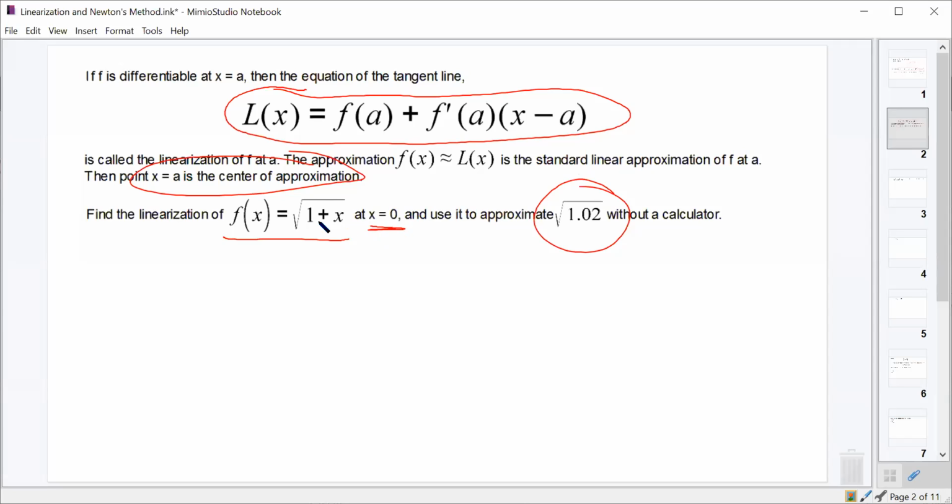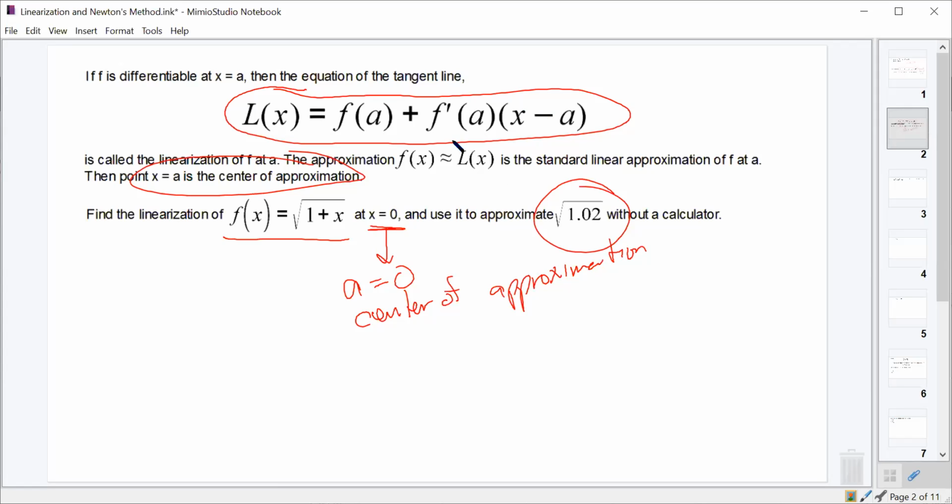0. Should be 0, right? Because the square root of 1 plus 0 gives me the square root of 1. So we're going to say a equals 0, and this is our center of approximation. And that's the a value in our linearization equation up here. So everywhere we see an a, we're going to replace it with 0 up there.